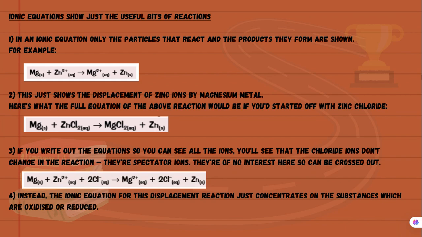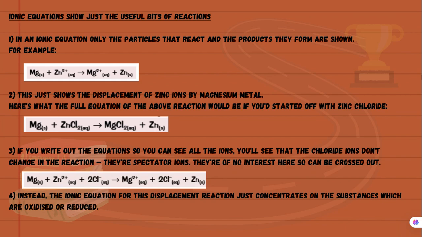Ionic equations show just how useful certain parts of the reaction are. In an ionic equation, only the particles that react and the products they form are shown. For example, Mg + Zn2+ → Mg2+ + Zn. This just shows the displacement of zinc ions by magnesium metal.